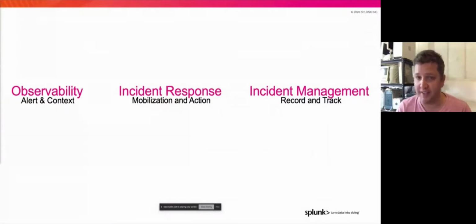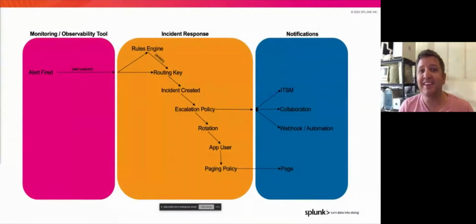Alerts aren't incidents. Incidents often are an aggregation of alerts from many services. Incident response, as I said, is the mobilization and the action of the right people to solve the problem. And then incident management is how you keep track of the audit trail, all of the activity that's happened associated with an incident. And as I said, there is a lot going on there.